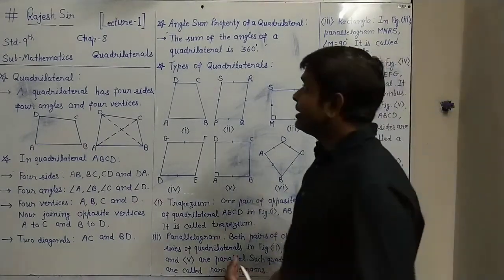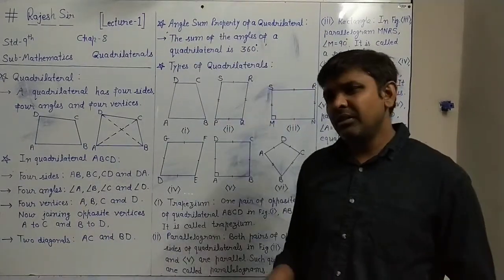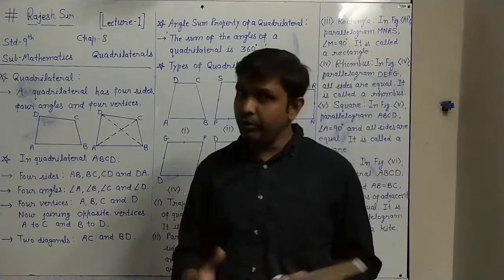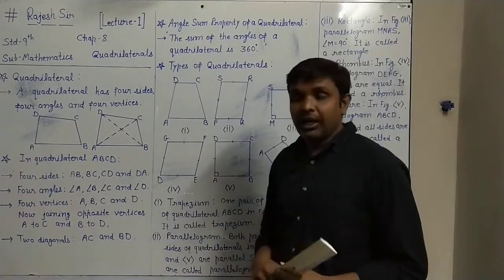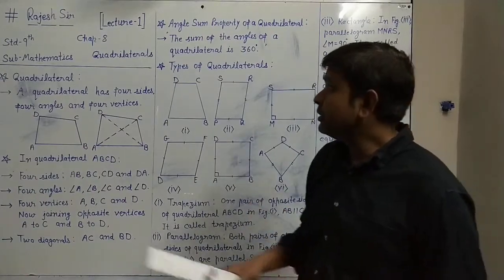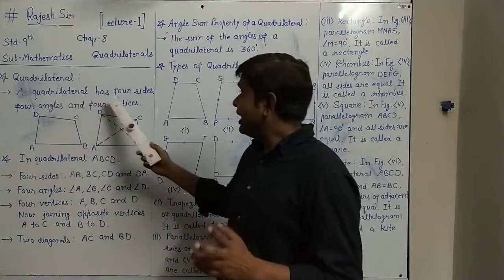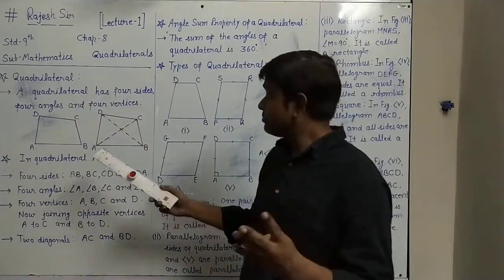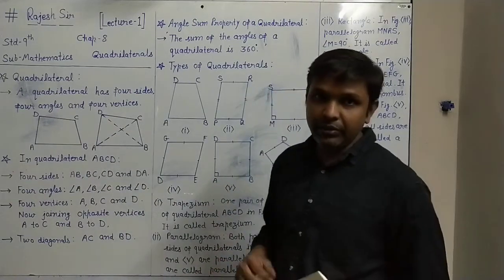In this very first lecture about the quadrilateral, in earlier classes also we have seen some figures, and about that somewhat we know. The definition also we know. Just recall here for better understanding. So the quadrilateral has 4 sides, 4 angles and 4 vertices, that you know.